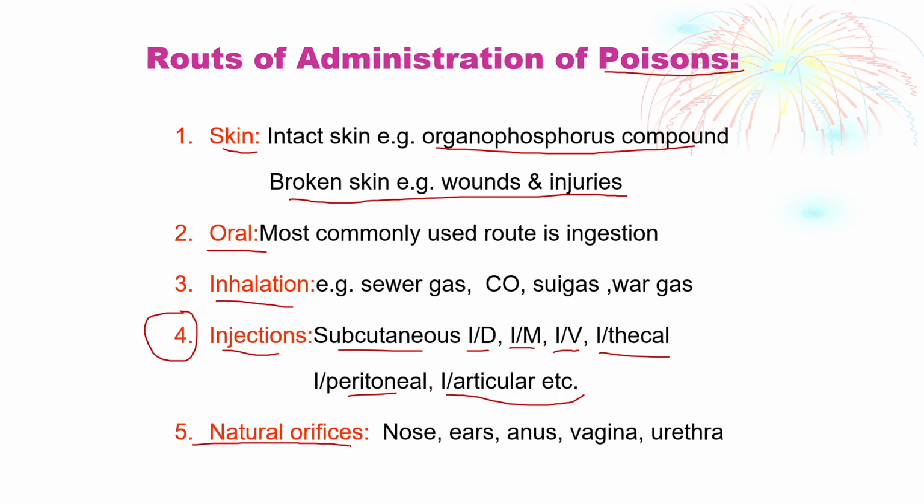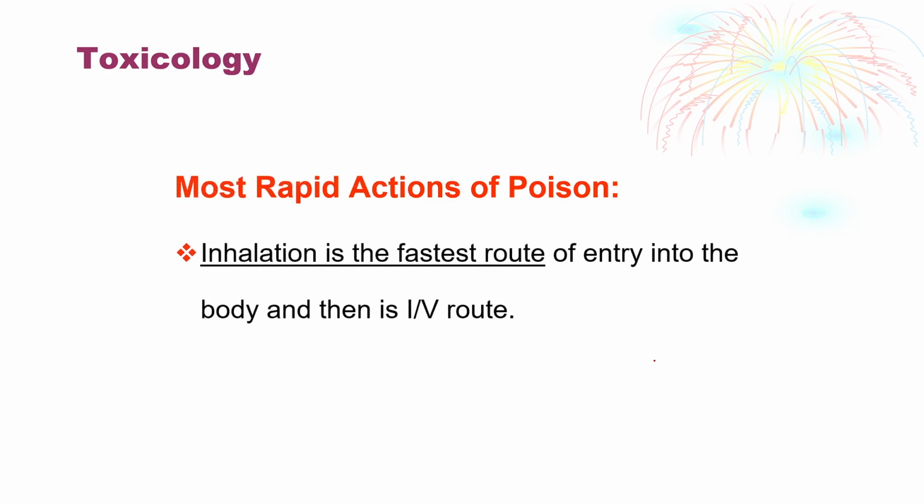And all the natural orifices inside the body might be the nose, ear, anus, vagina, or urethra. This is a very important slide. Here it says that the inhalational route, the route used to inhale the poison, is much faster than that of the IV. So it appears most of the time in the MCQs, and the students get confused and put the IV. No, IV is not the fastest route. Inhalational route is the fastest route for rapid action. And after the inhalational route, the IV route is the second.